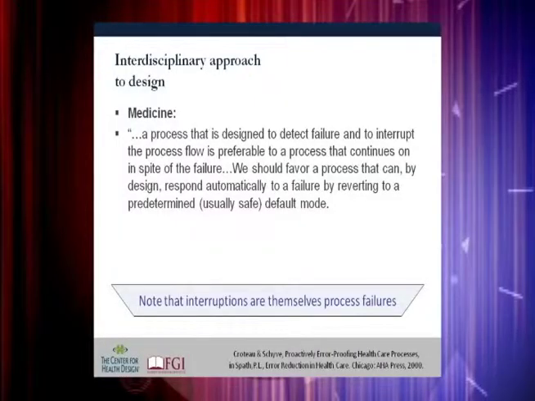In medicine, Croteau and Schyve say, a process that is designed to detect failure and to interrupt the process flow is preferable to a process that continues on in spite of the failure. We should favor a process that can, by design, respond automatically to a failure by reverting to a predetermined, usually safe mode. And notice here that the key word is it ought to interrupt the process. An interruption is a failure.